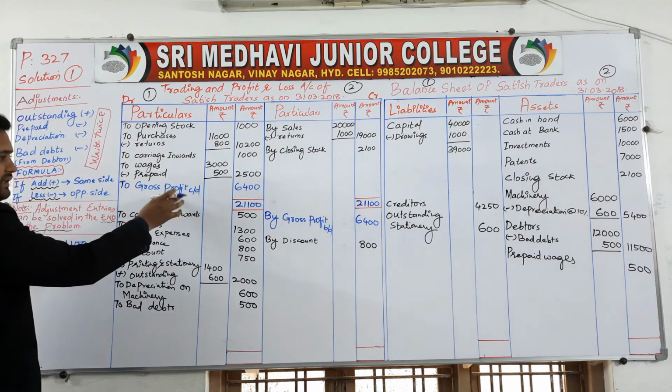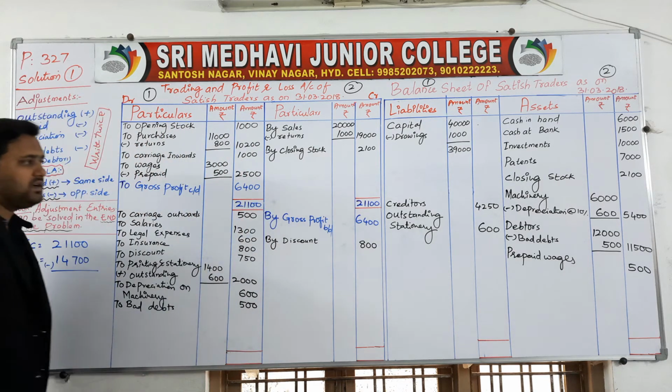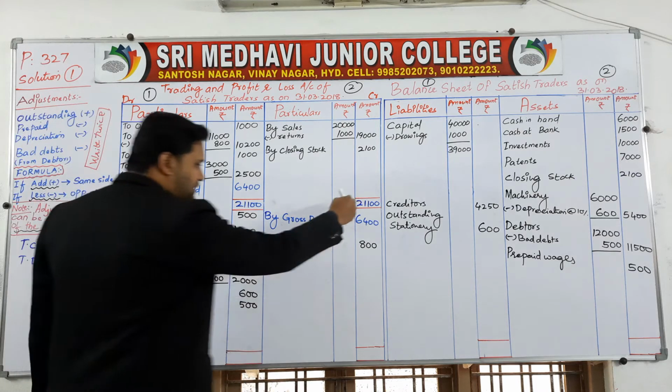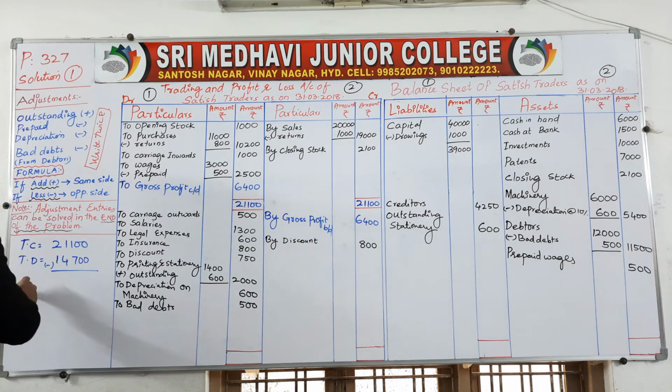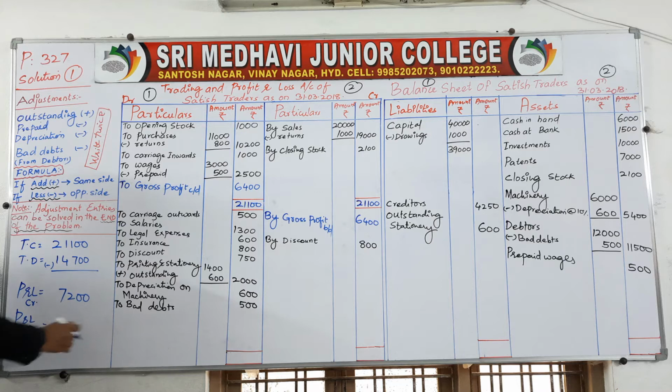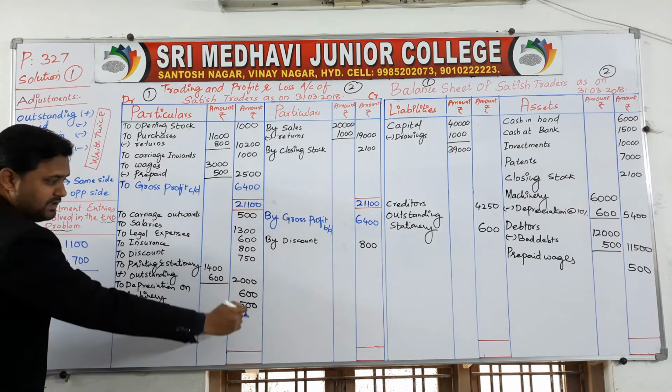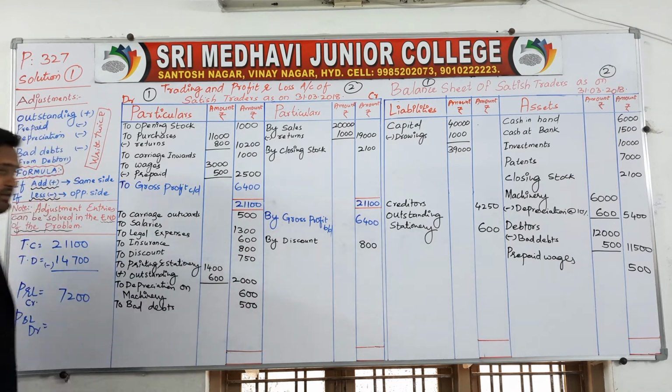This is to gross profit carried down, transfer by gross profit brought down. Now go for the total of this. You will come to know that the trading profit and loss account credit side total will be 7,200, and for the profit and loss account debit side total, you have to add all of these, and you will come to know one figure, the total amount, which is nothing but 7,050 rupees.